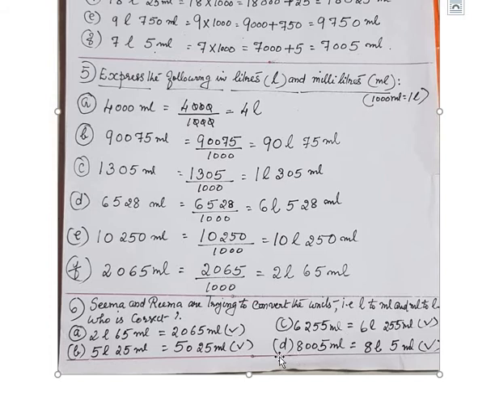Now in this group, last one, 8005 milliliter equal to, 3 decimal places from right to left, 1, 2 and 3. So 8 liter 5 milliliter. So whose answer is correct here? Here Seema's answer is correct. Reema has wrongly written 8 liter 50. But the correct answer is 8 liter 5 milliliter. So Seema's answer is correct. So here I have put a tick mark in Seema's answer column.